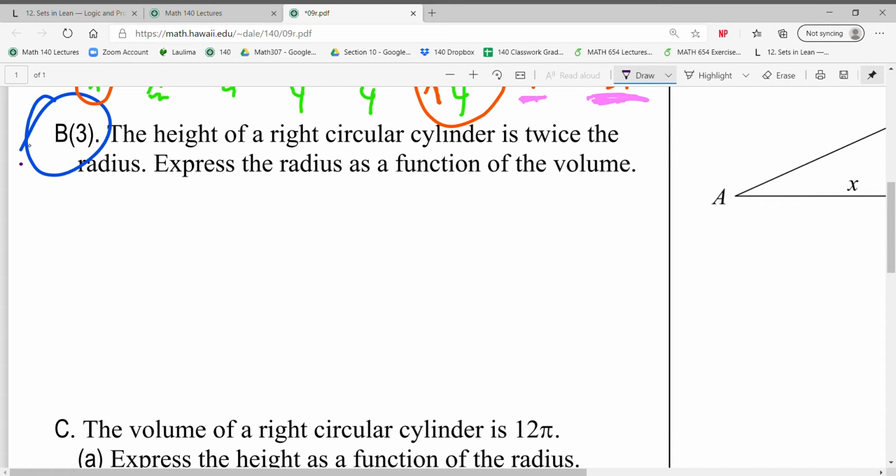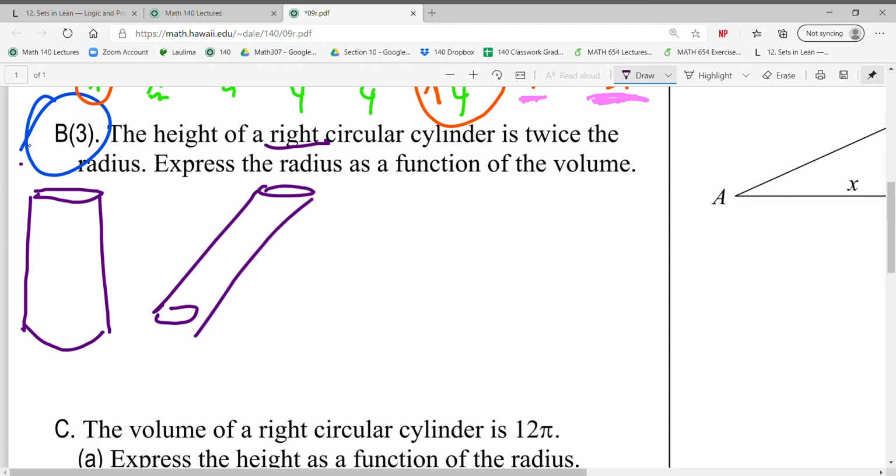So the height of, let's draw a right circular cylinder. Okay, so here's a circular cylinder. That's not the best, but you get what I'm trying to draw. The point of it being right just means it doesn't look like this. It's not something weird and slanted. It's straight up. And then I'm going to draw it so we can kind of see through the cylinder.